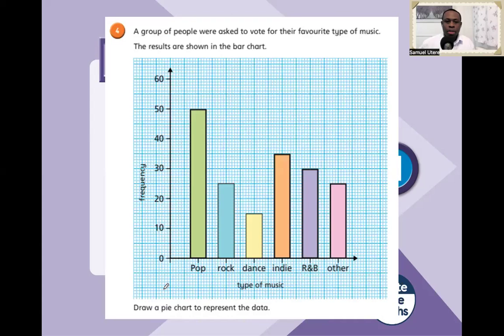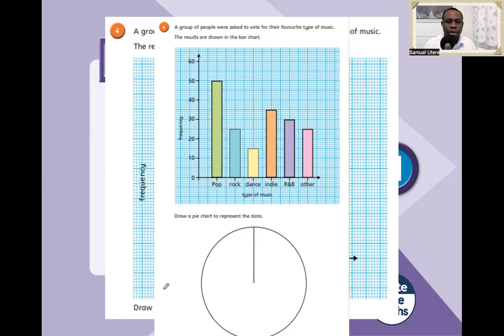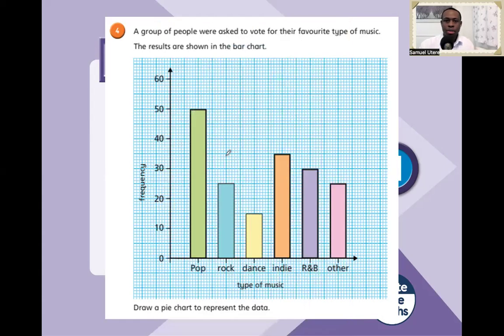All right. Pause the video and answer question 4 in 3 minutes. Assuming you've paused the video and you've answered question 4, here is the answer. Here you were asked, a group of people were asked to vote for their favorite type of music. The results are shown in the bar chart. A bar chart is just another way of representing data. We can also represent this data in a pie chart. So let's pick the data. If we look at this data, you can see that that is 50. So let's write all the data points. That's 50. That's 25.